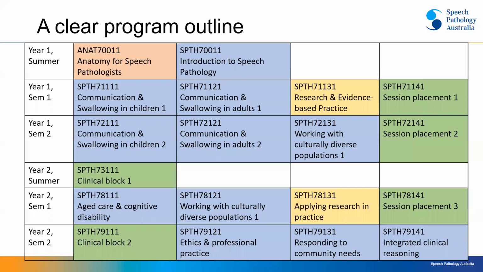A clear program outline is critical, which details each of your courses across all semesters and years of your program. As you can see from this example of a fictional master's program, colour coding really helps. For example, using different colours for practice education, academic and foundation knowledge courses such as anatomy. It's also important to include separate program outlines for different streams, such as honours versus non-honours streams.